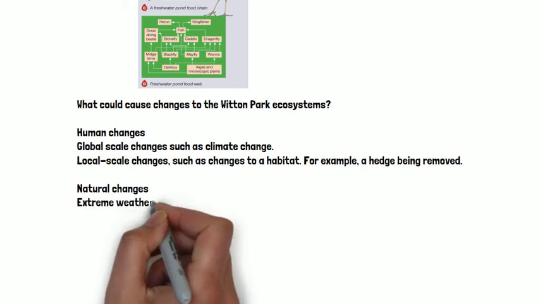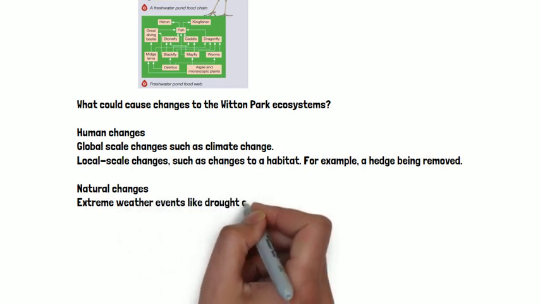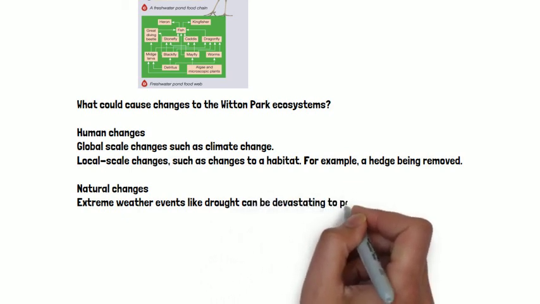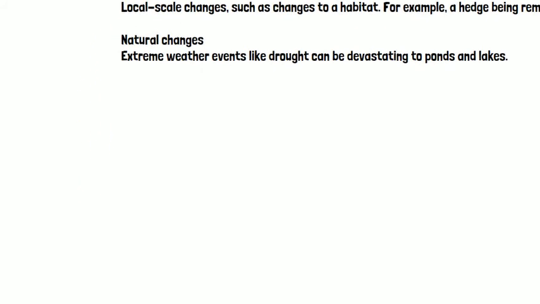And then we've got natural changes, and these are ones that humans have no control over. So things like an extreme weather event, like a very hot summer, which can cause things like drought and cause ponds and lakes to potentially dry out.